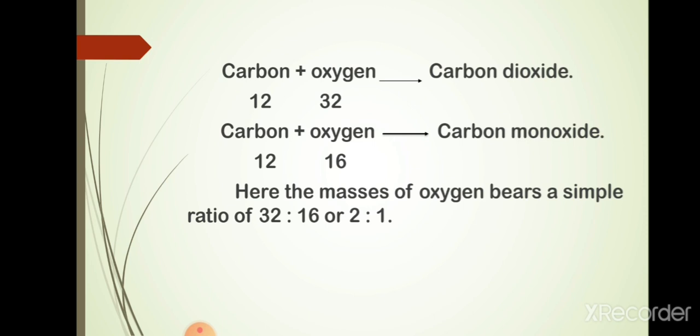For example, carbon and oxygen combine to form carbon dioxide and carbon monoxide. Here in the formation of carbon dioxide, the mass of the oxygen is 32 gram. And in the case of carbon monoxide, the mass of the oxygen is 16. Here the masses of oxygen bear a simple ratio of 32:16 or 2:1.